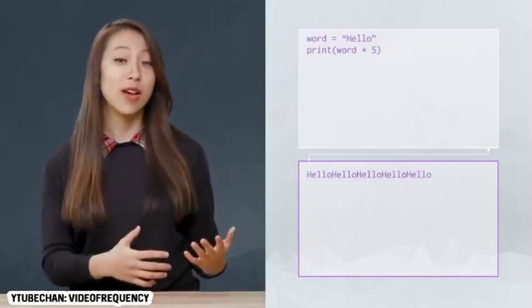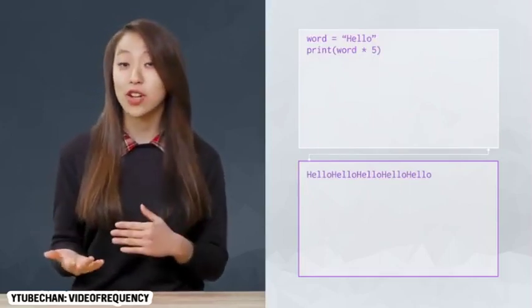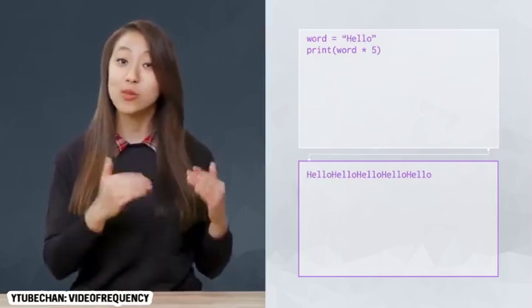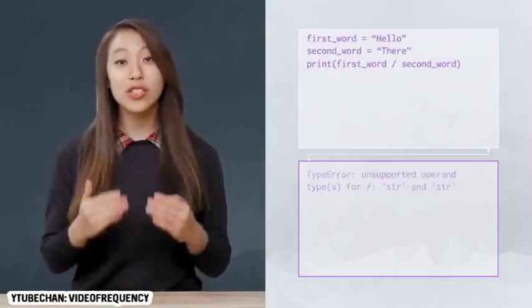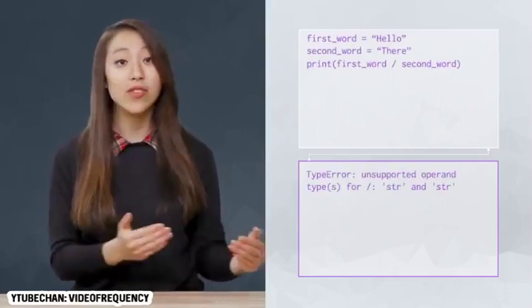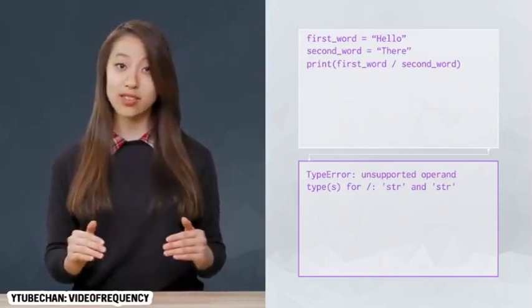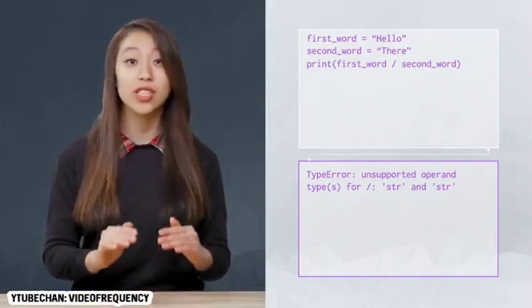Let's try another mathematical operation. Turns out we can use the multiplication operator as well. It repeats the string as many times as you multiply it. Here, 5 times. Although addition and multiplication have different applications for strings, subtraction and division do not. Here, we get an error that a string is an unsupported type for the division operator.